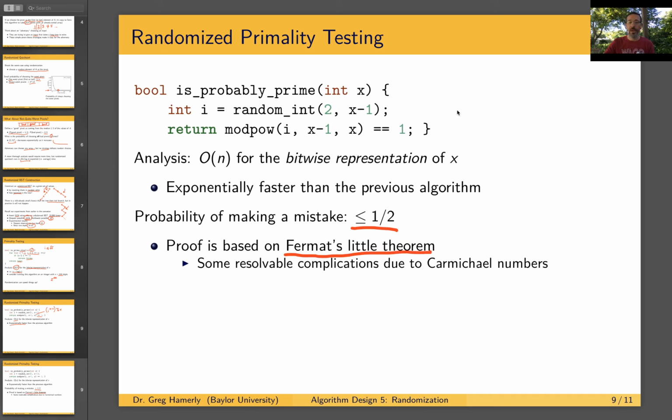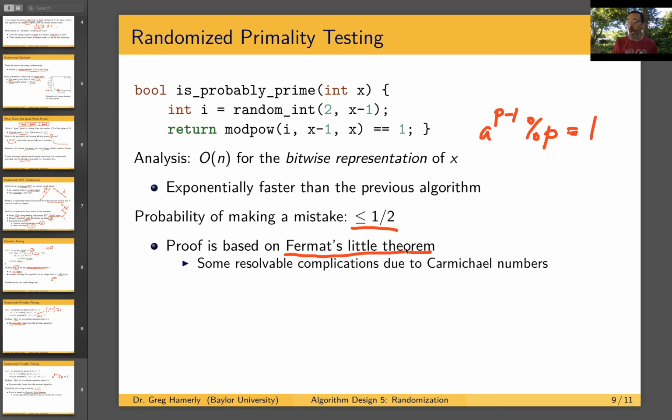And Fermat's little theorem says that for any prime number p, and any number a between 1 and p, a to the p minus 1 mod p is equal to 1. Okay, and that's exactly what we're doing here. We're choosing a number between 2 and x minus 1. And then if a to the x minus 1 mod x is equal to 1, then Fermat's little theorem tells us that it conforms with prime numbers. All prime numbers behave that way.